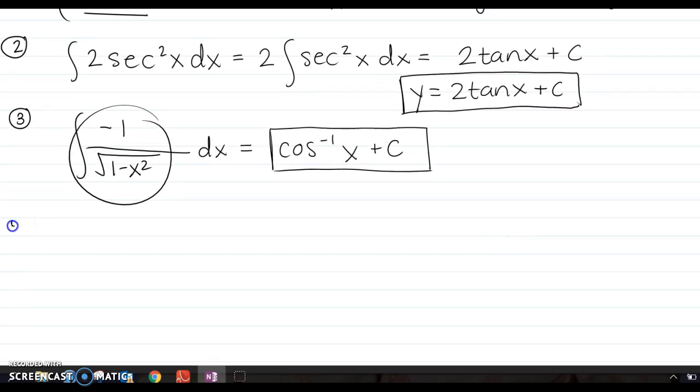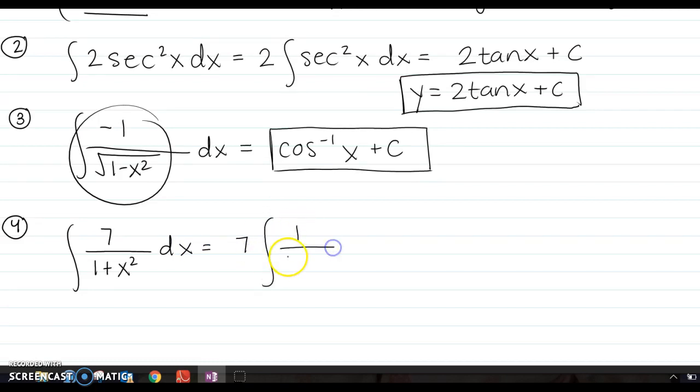Last example in this section. The integral of 7 over 1 plus x squared dx. Could pull out a 7 times 1 over 1 plus x squared dx. It's always a good idea to pull out constants, or at least visualize pulling them out, so you can see kind of patterns or see integrals that you know. The integral of 1 over 1 plus x squared is inverse tangent, so we can just tack a 7 on. 7 times inverse tangent x plus c.